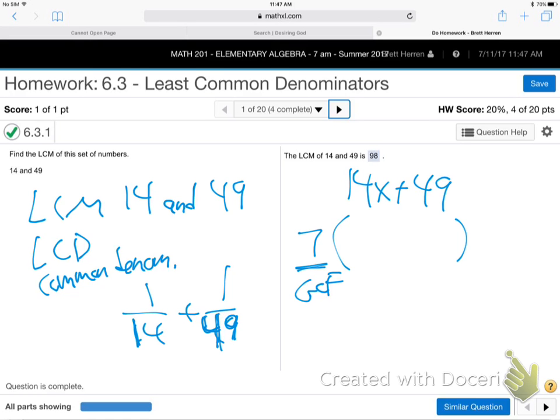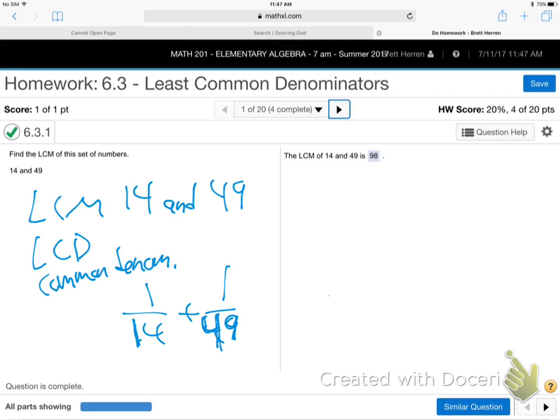LCM is the opposite. It's not a little bitty tiny number that goes into them. It's a number bigger than them that they go into. So it's the opposite of GCF. LCM is bigger than them. So we're saying, what's a number bigger than these guys that they go evenly into?